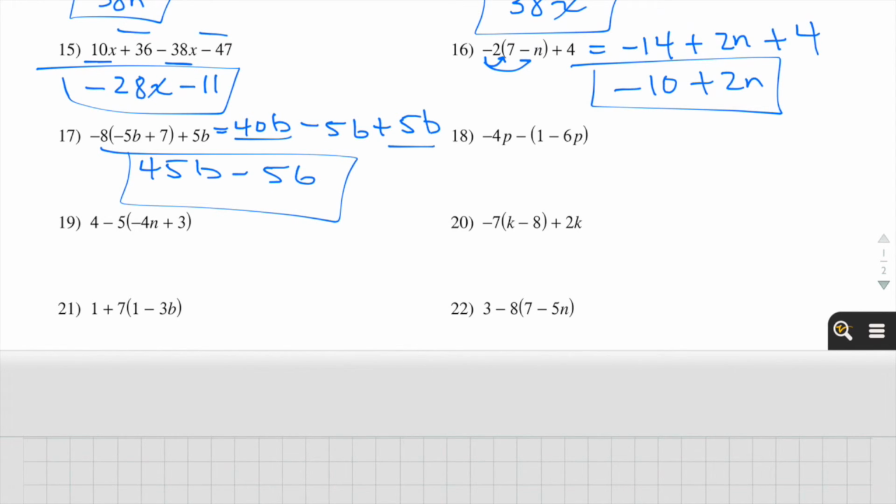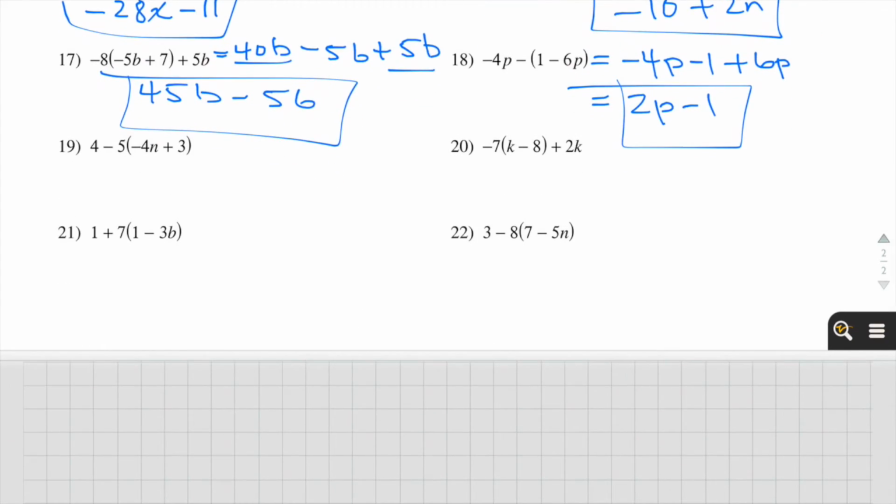Okay, number 18. Negative 4p minus 1 minus 6p. So again, let's distribute that negative. So we keep that minus 4p. Negative times 1 is negative 1. A negative times negative 6p is positive 6p. Combine like terms. Negative 4p plus 6p is 2p. And then we put that minus 1.